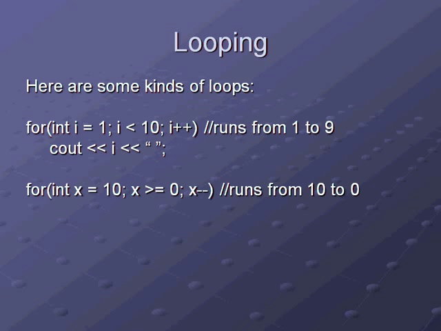The next loop is for an integer x equaling 10, x greater than or equal to 0, x minus minus. And that one will run from 10 to 0. Why? Because it's including 0. Look at your condition. And here we just have cout 10 minus x.